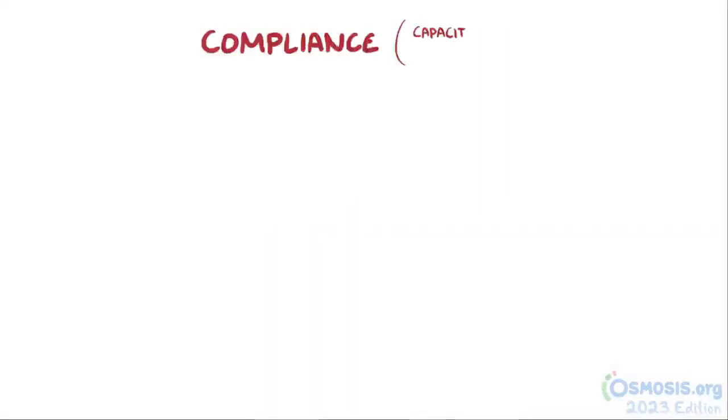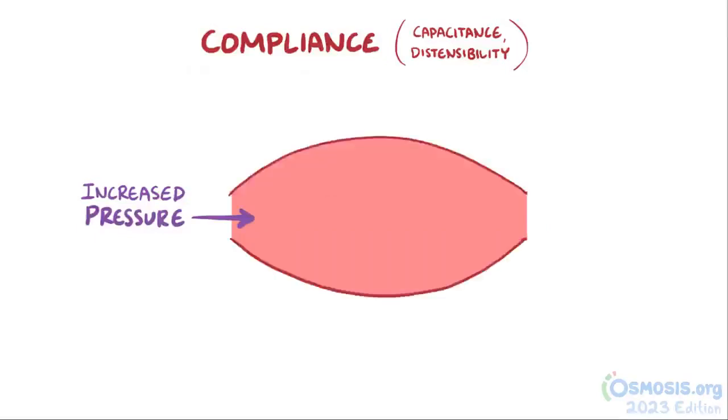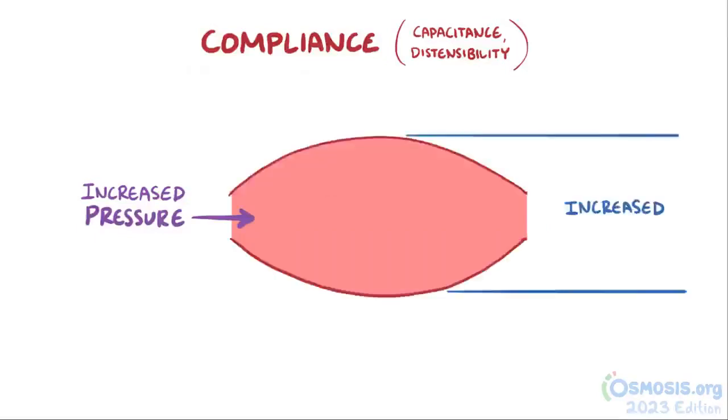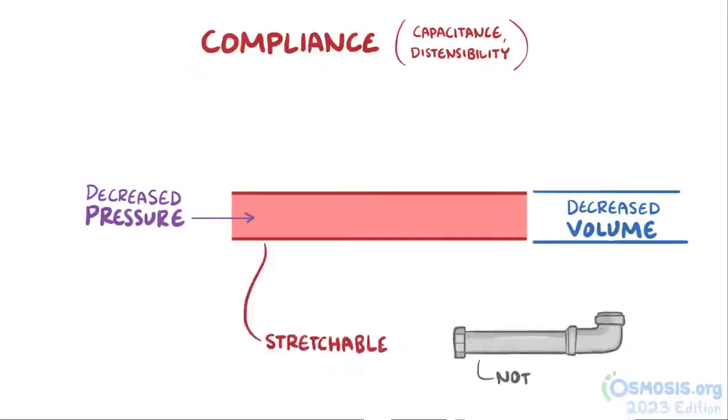Compliance, which is sometimes called capacitance or distensibility, refers to the ability of a blood vessel to respond to an increase in pressure by distending or swelling and increasing the volume of blood it can hold. Or on the flip side, with decreased pressure, a decrease in volume. The way that this applies to blood vessels is to remember that they're stretchable tubes, like rubber hoses, rather than lead pipes.